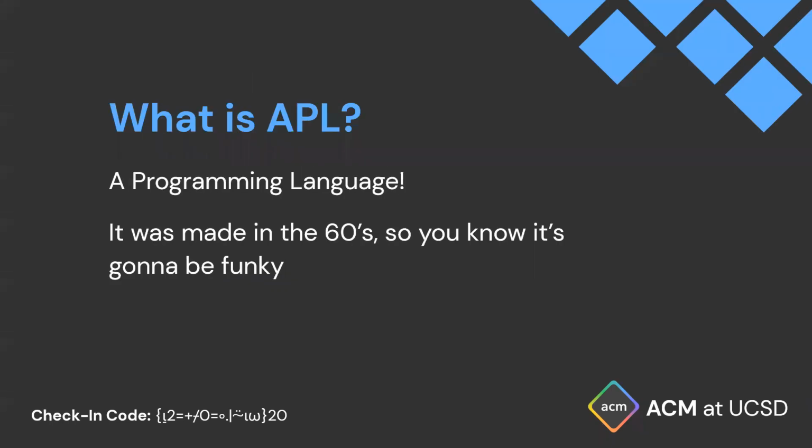Okay, so what is APL? APL is a programming language. Really, it doesn't mean anything. It's kind of like what SAT is now. It doesn't stand for anything, but it was based off of a book called A Programming Language, made in the 60s. Wonderful time. The central data type is a multi-dimensional array.